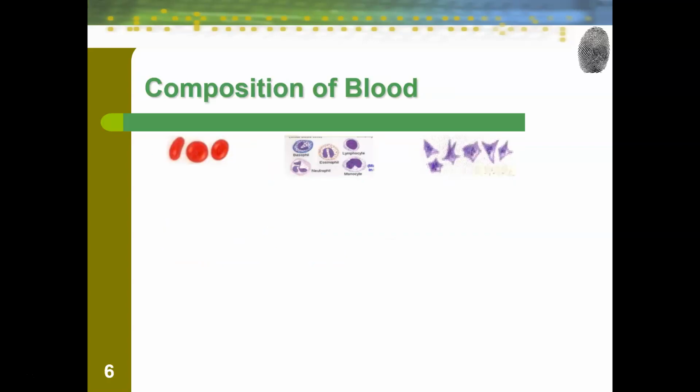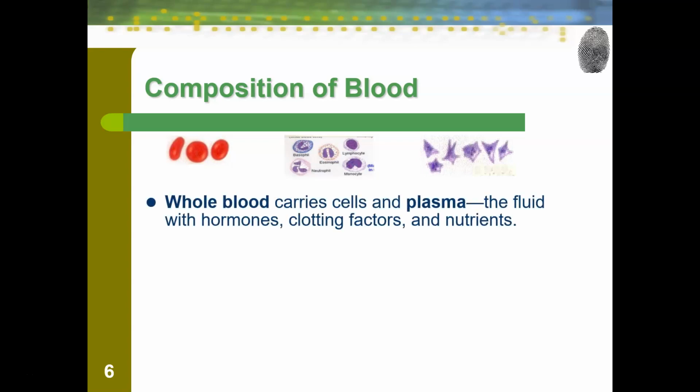Now, blood is not just a red liquid. It has a lot of components to it. So whole blood, what you're thinking of, is made up of cells and plasma. Now, plasma is actually the fluid component of blood, and this fluid is going to contain hormones, clotting factors, as well as nutrients. Now, plasma is actually almost clear. It tends to have a yellowish tint to it, but it's pretty clear in a healthy individual.